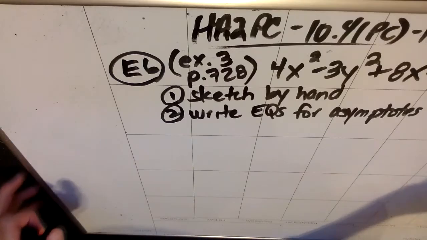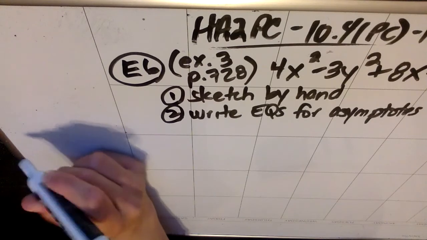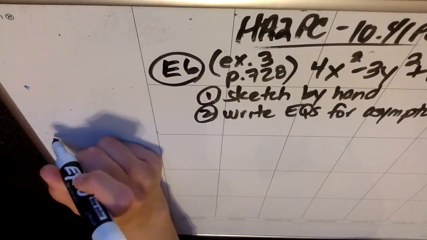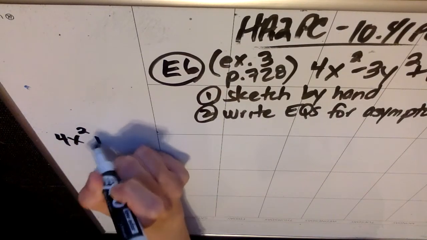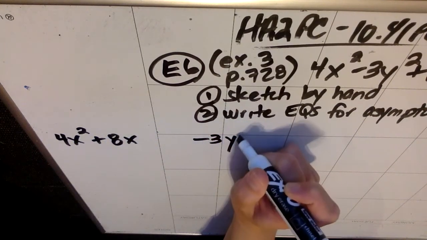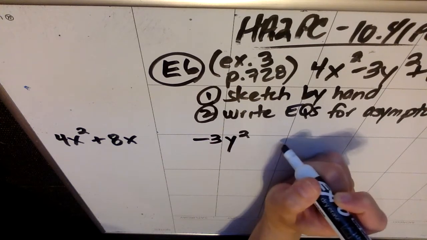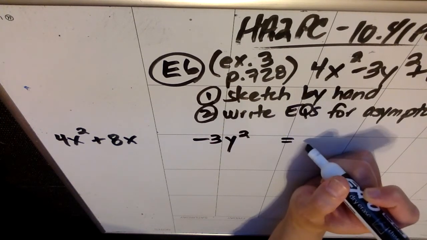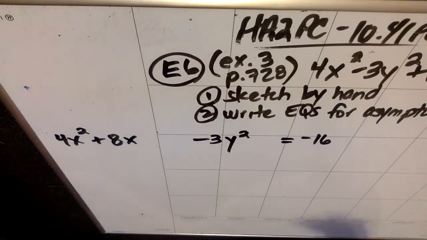So let's slide over here and do some completing the square. All right. So we have a 4x squared plus an 8x, right? I'm going to separate that from the minus 3y squared, and I'm going to go ahead and subtract the 16 to move it to the other side.